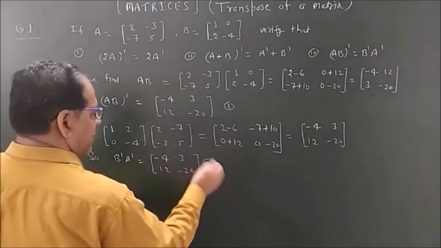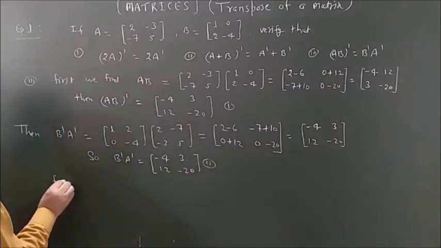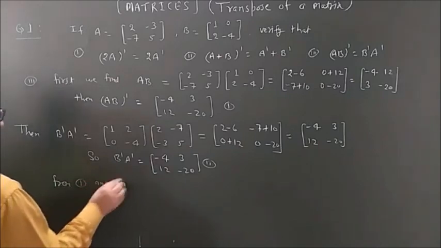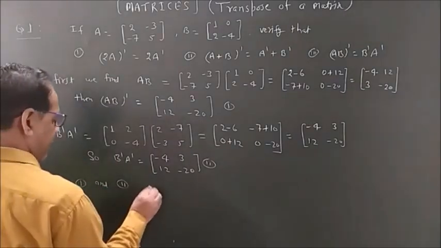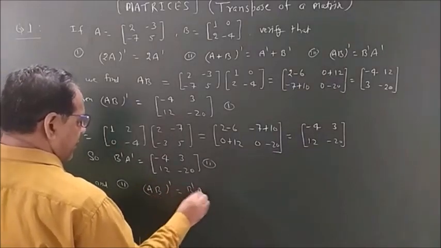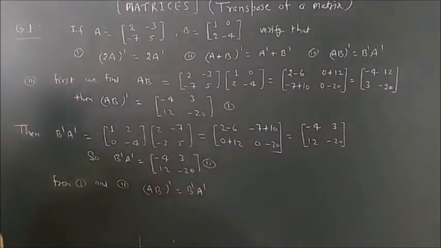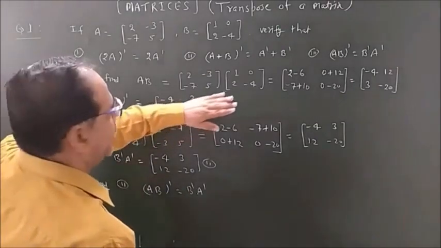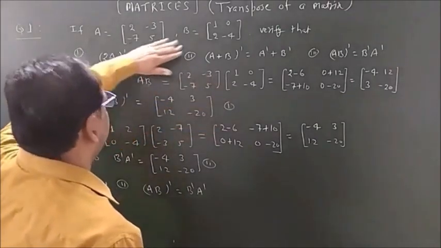This is equation number two. From the first and second, (AB) whole transpose equals B dash A dash. So this is the third part of this question, verified with the given matrices.